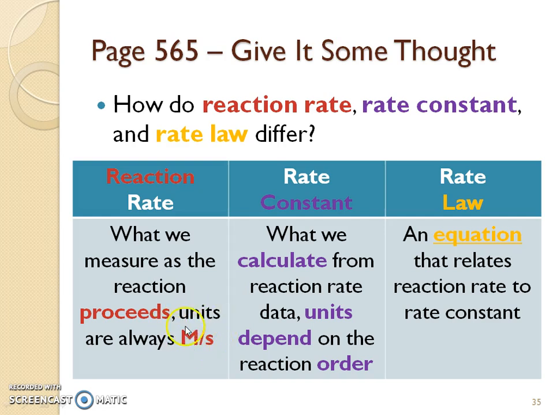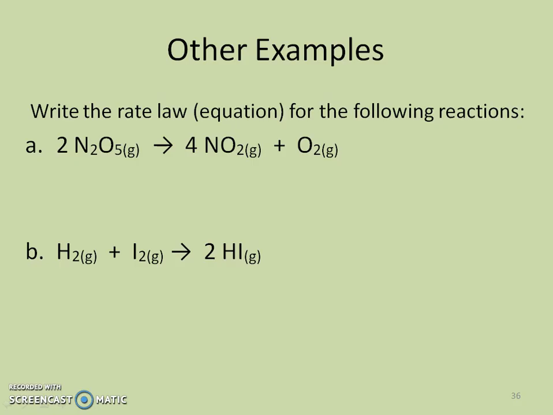But the reaction rate versus the rate constant versus the rate law. One thing I want to bring to your attention is the rate unit is always molarity per second, versus the rate constant units, which are going to depend on the actual reaction order. That's going to be really important later on because those units of the rate constant are going to differ depending on the overall reaction order. And the rate law equation, again, is that general expression that we have to figure out. So can you come up with a rate law expression for these two reactions?